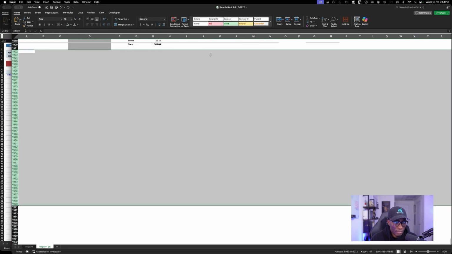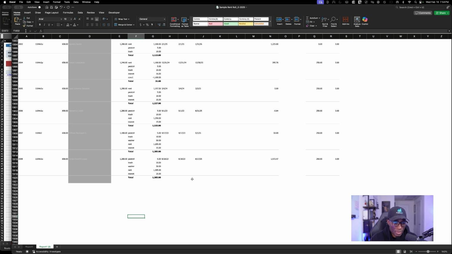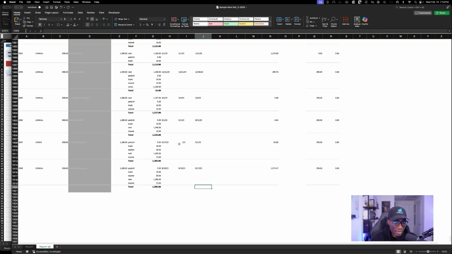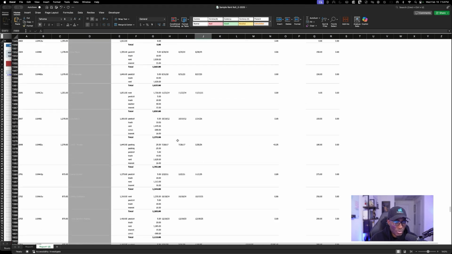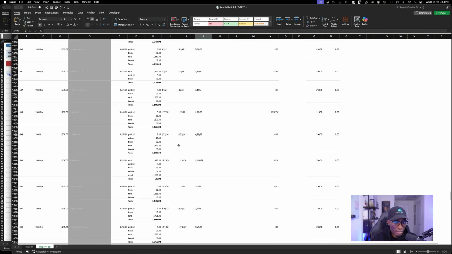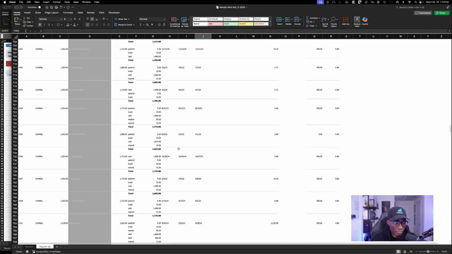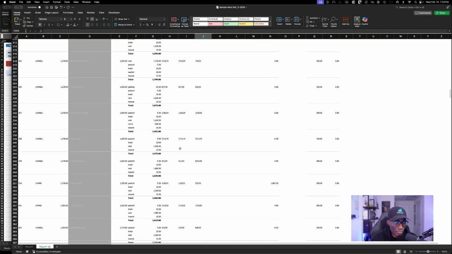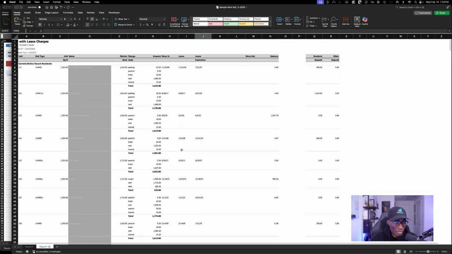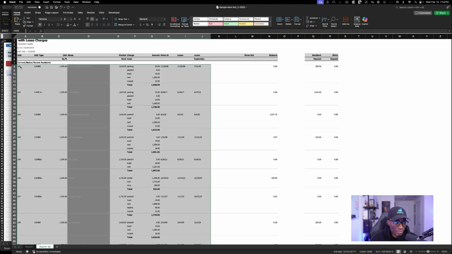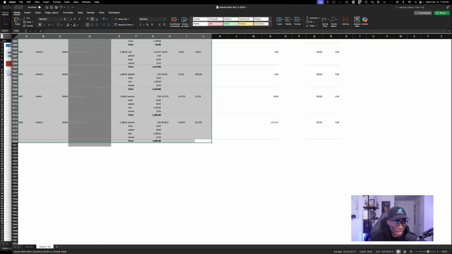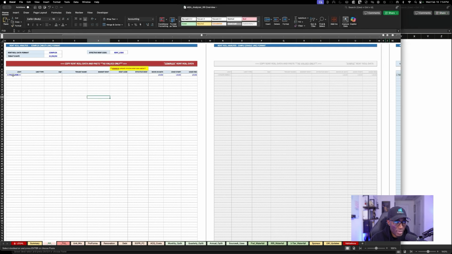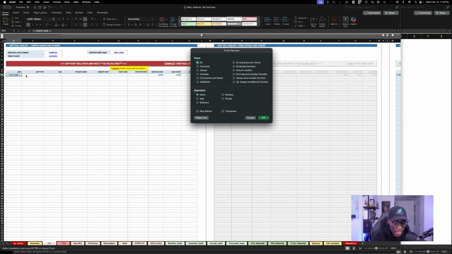I don't need that information. Future tenant. Now I can copy my data over to the MSA Analyzer. Copy my rent roll data, go over to the MSA Analyzer, paste it as values only.